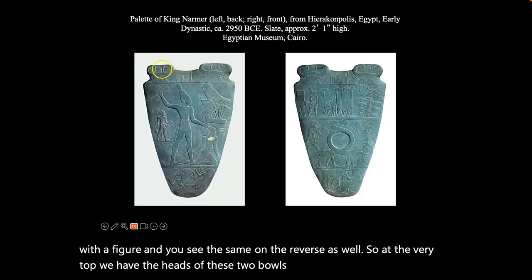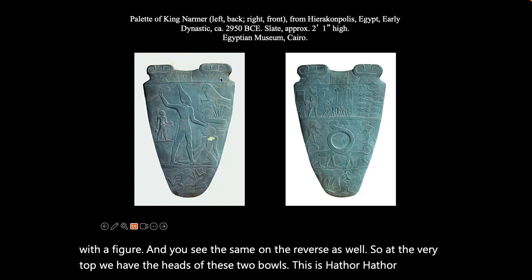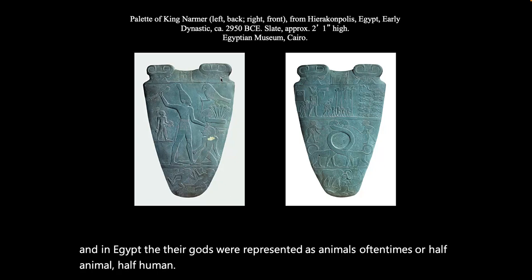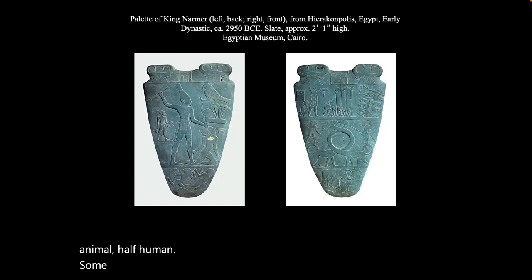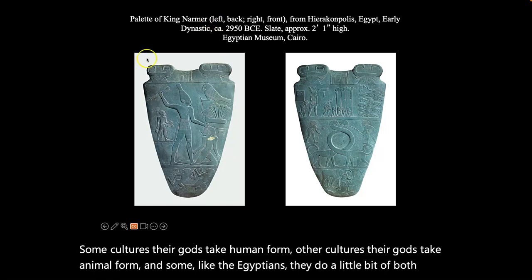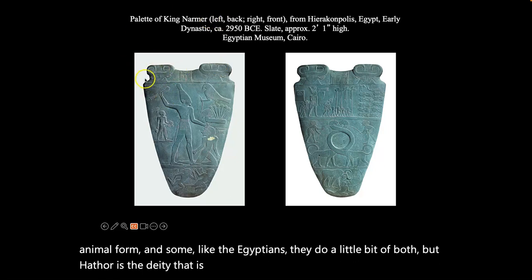This is Hathor. Hathor is a deity that, in Egypt, their gods were represented as animals oftentimes, or half animal, half human. Some cultures, their gods take human form, other cultures, their gods take animal form, and some, like the Egyptians, they do a little bit of both. But Hathor is a deity that is sacred to Narmer.